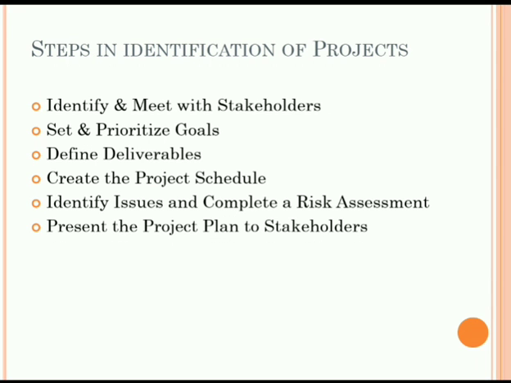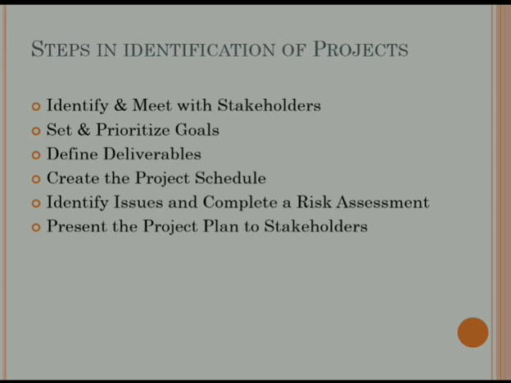Now, let us see the different steps that are involved in the identification of a project. Identification is nothing but the step by step process of converting a particular idea of a person, client, or candidate into the actual project. That consists of different steps. First, identify and meet the stakeholders, then set and prioritize the goals, define deliverables, create the project schedule, identify issues and complete a risk assessment, and present the project plan to stakeholders. These are the steps involved in the identification of a project.